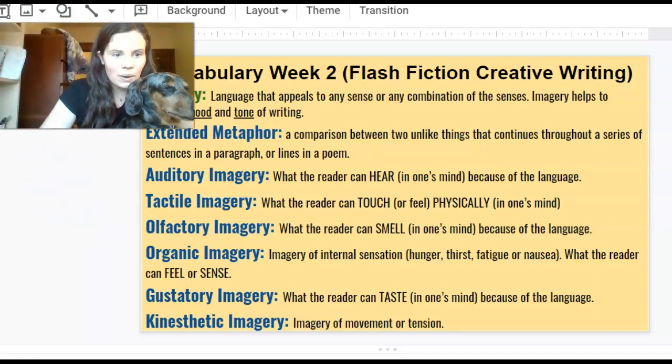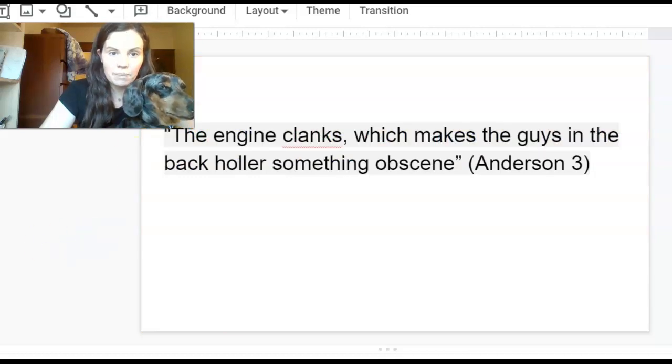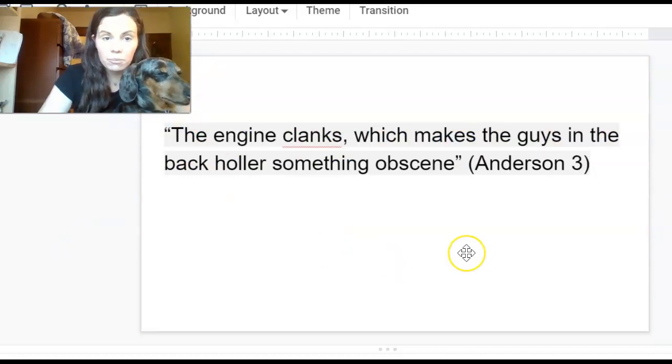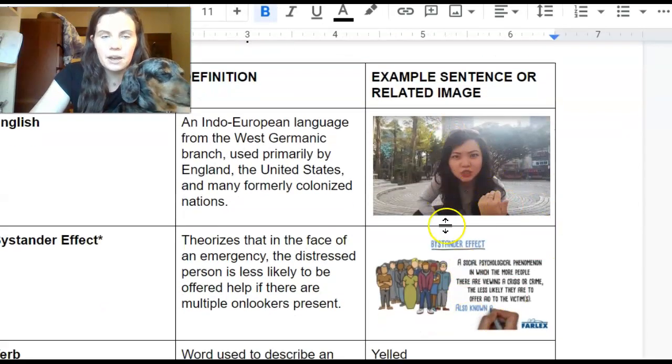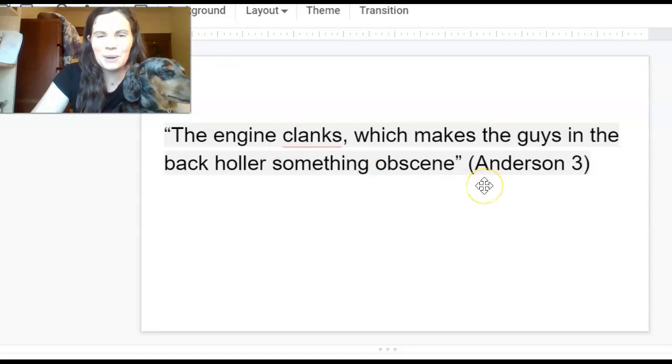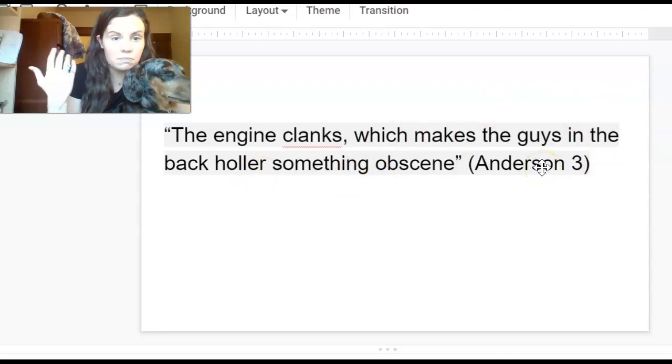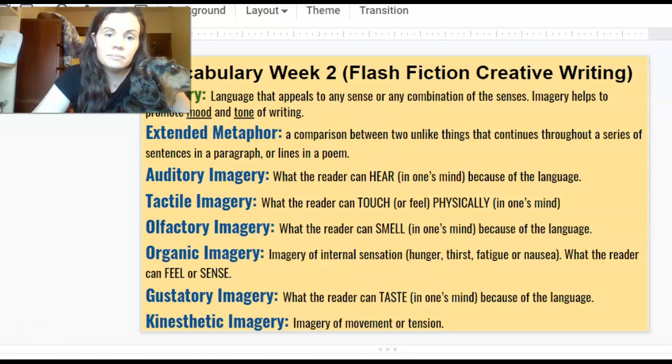All right. So I just want to show you a couple of quick examples here, keeping in mind that you are coming up with your own examples or related images for the vocab section, that third column in your notes. Make sure that that happens. Here's one. The engine clanks, which makes the guys in the back holler something obscene. Again, I'm hearing both the engine and the call of the guys in the back of the machine shop or whatever, right? What would that make that? Auditory, what the reader can hear in one's mind because of the language.